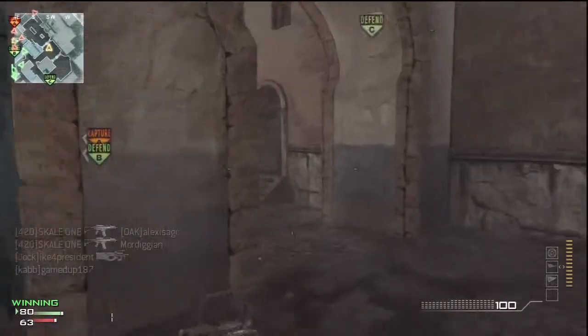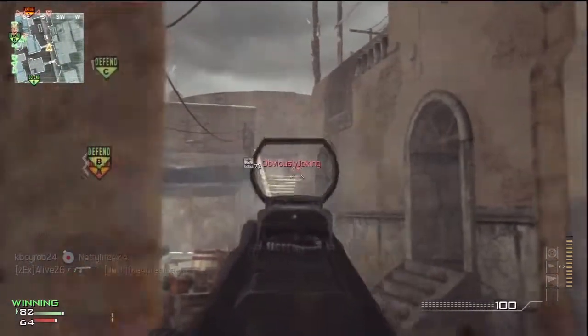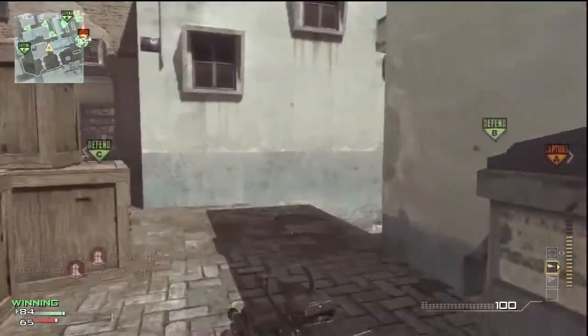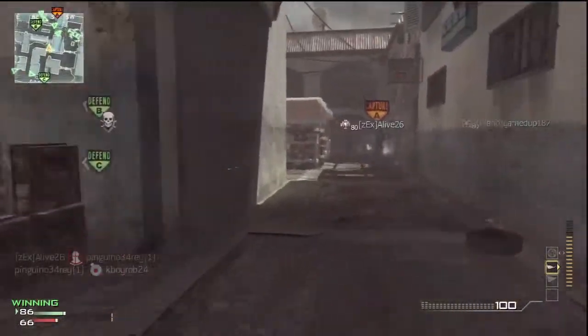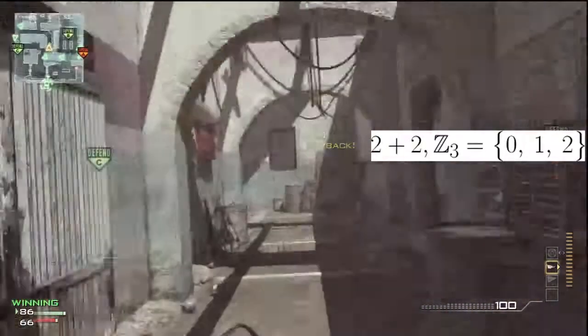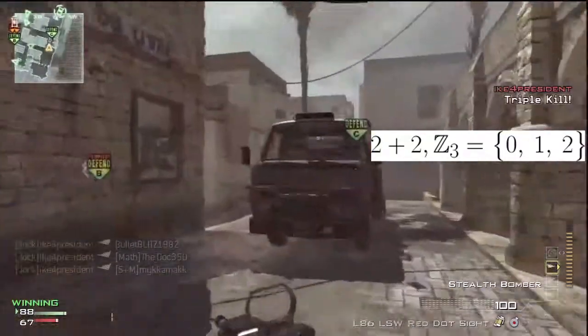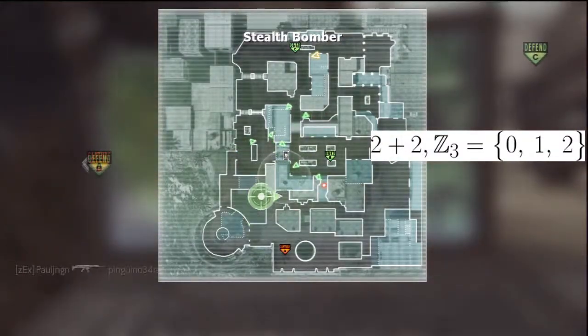Now, let's actually take the example 2 plus 2, right? And let's assume that we're working in Z3. Now, I know what you're thinking. You're thinking, Matt, you just told me that the set of integers contains negative numbers and positive integers. Why are we only looking at this set? Why are we only looking at the positive ones?